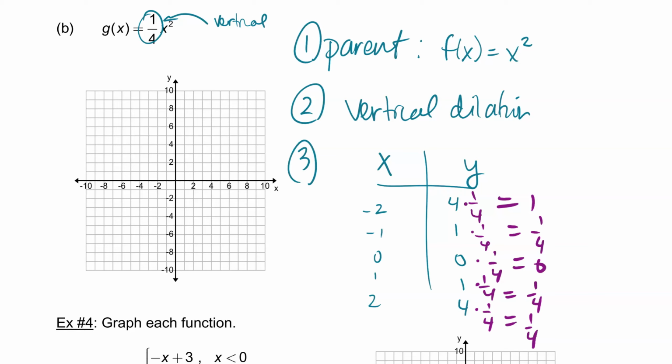So I have a point at -2, 1. The last one is 1, not 1. Sorry, yeah, I wrote it twice. -1, 1/4, 0, 0, 1, 1/4, 2, 1. So it's going to be pretty wide. Something like this. And if I would graph my parent function, you would see it is a vertical dilation.